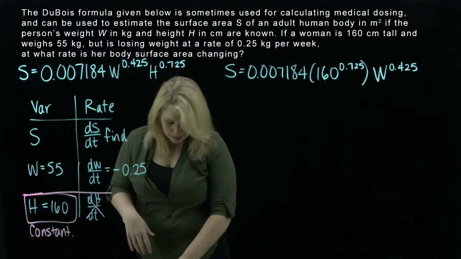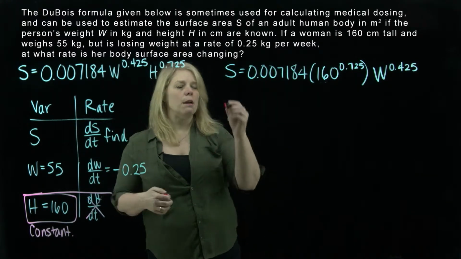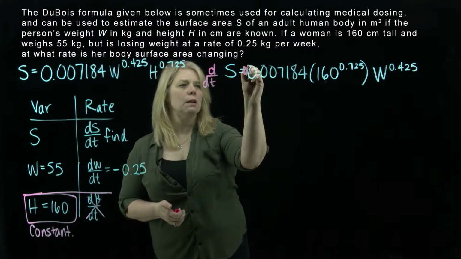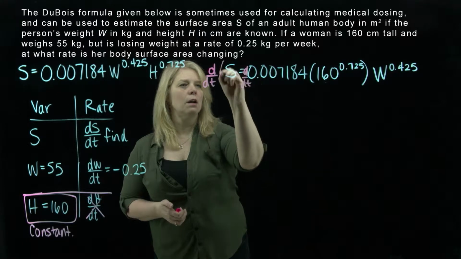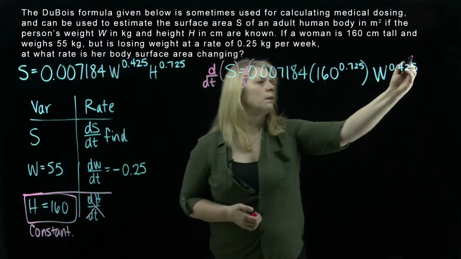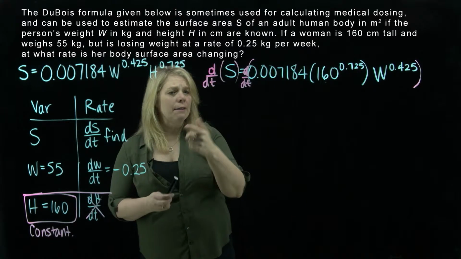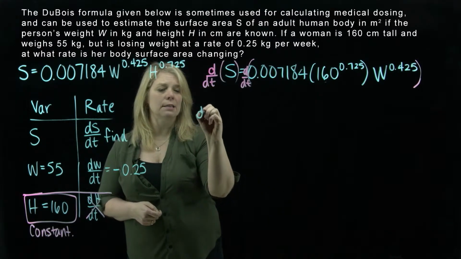All right, and now I want to differentiate both sides of this equation with respect to t. So that's what we've been doing all along in our related rates problems. So differentiate both sides of the equation with respect to t. On the left side then, we're going to have dS/dt.